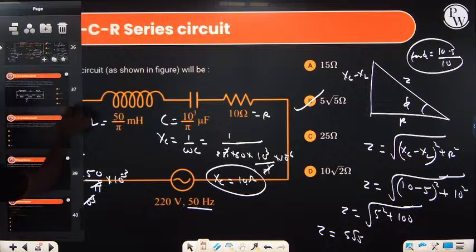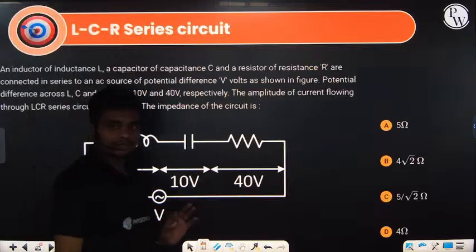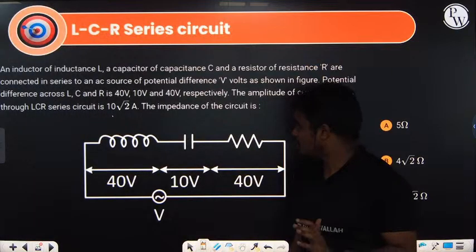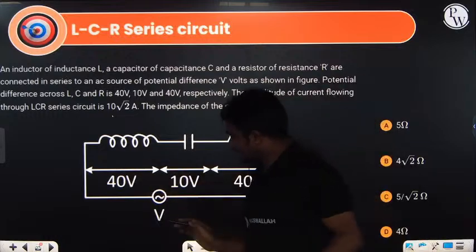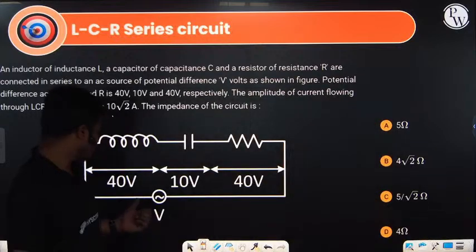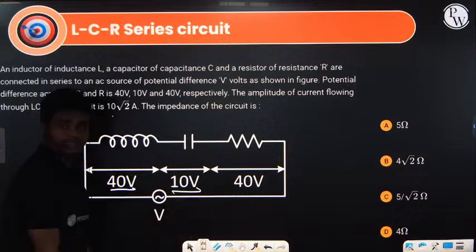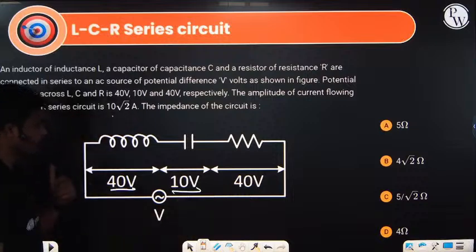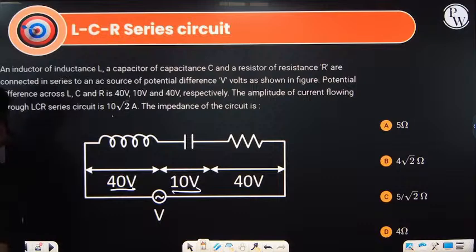So next question again from this LCR series circuit, we have the inductance, the capacitance, and the resistance value, and they have given the voltages. In this case they have given 40 volt, 10 volt, and 40 volt, and this is the source voltage we have. Let's discuss what they're asking.